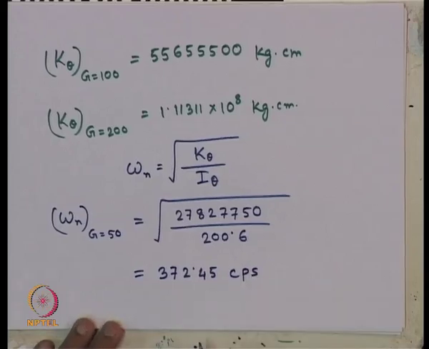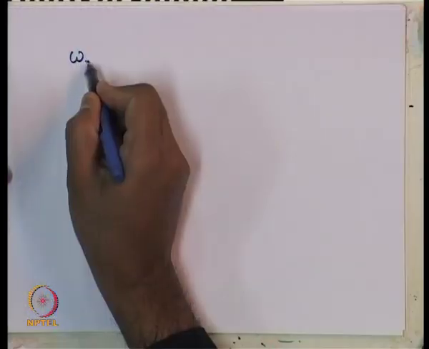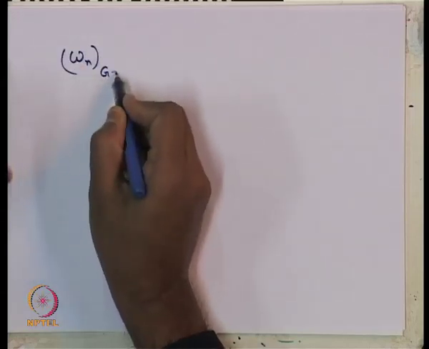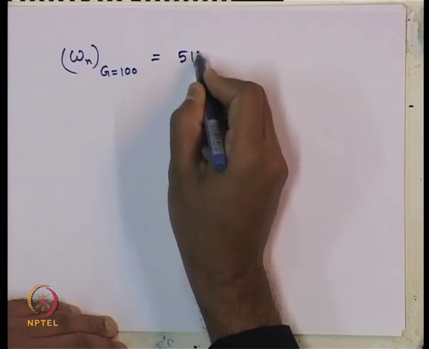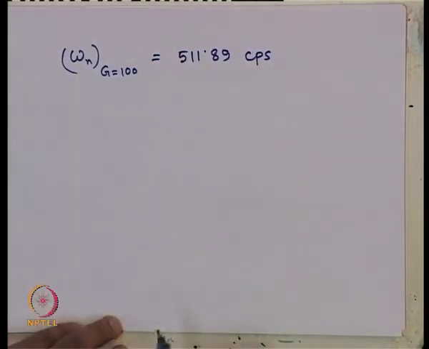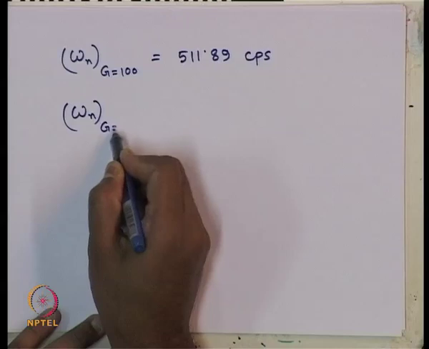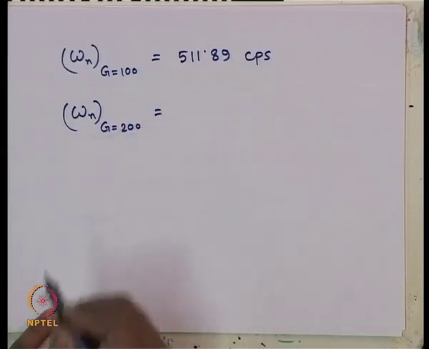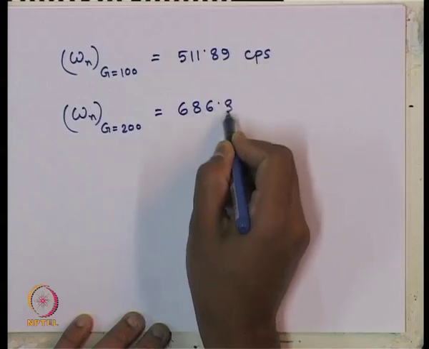cycles per second. Okay? And the other two values of omega n, similarly we can calculate. Omega n for G equals 100 is coming out as 511.89 CPS. Okay? And omega n for G equals 200 is 686.8 CPS.